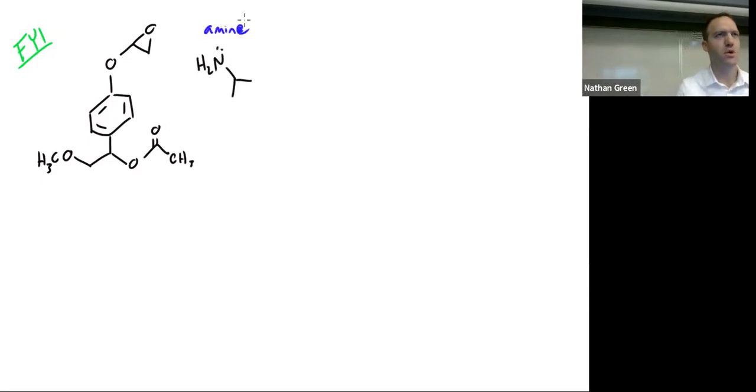Here's the one part I want you to know. Amines can open epoxides. You don't need to know this epoxide. It's a big epoxide. But amines open epoxides in the same way that other molecules open epoxides. They can do it under basic conditions, which means my nitrogen is going to attack this carbon, the less substituted one, and break it open this way.